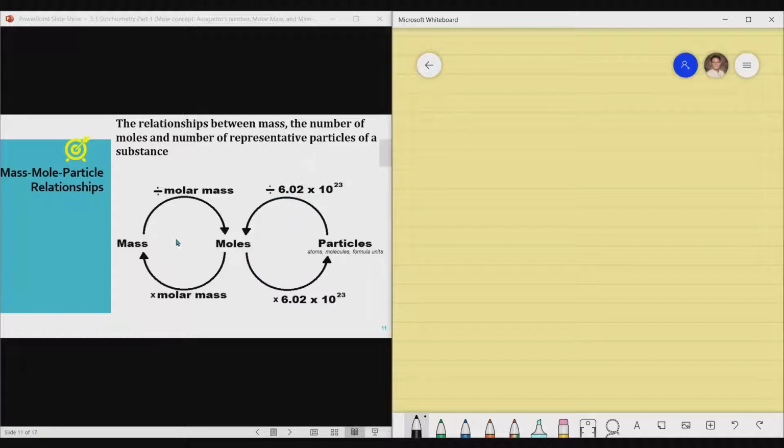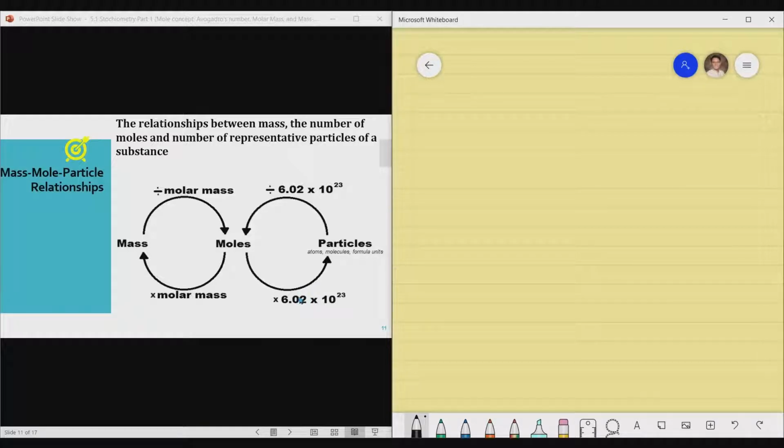Or say, for example, you're given the unit mass and you're asked to compute for the number of atoms or any other elementary entities. This will be the procedure. Mass divided by molar mass. You now have the unit mole. Next step is multiply with Avogadro's number.